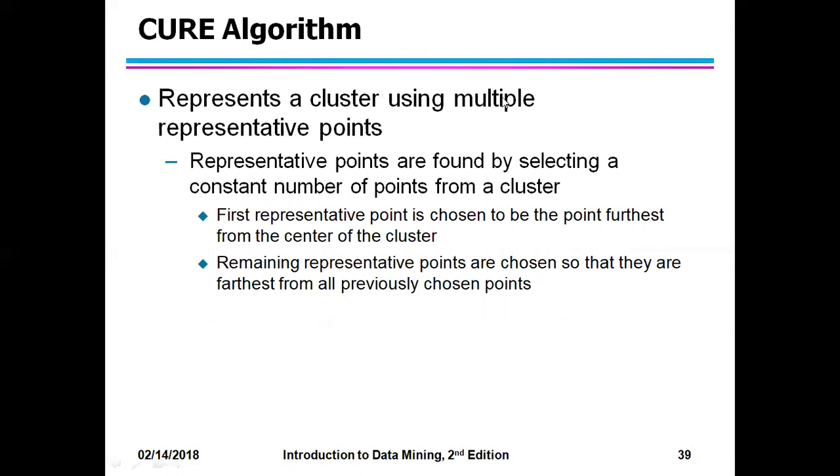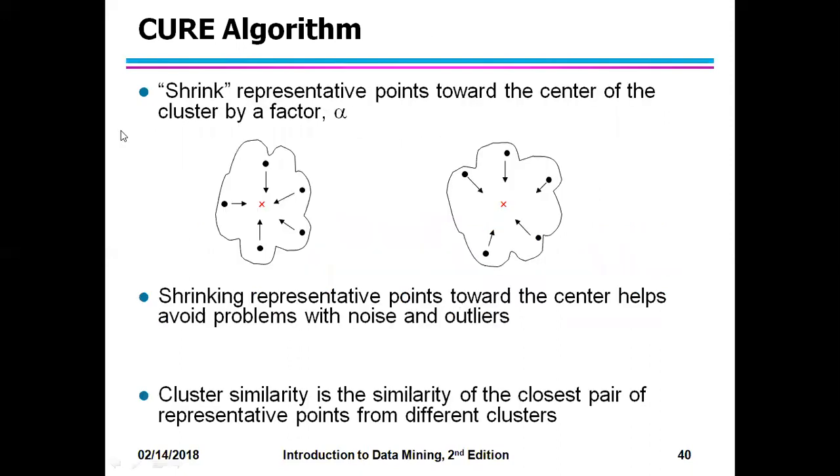It represents a cluster using multiple representative points, found by selecting a constant number of points from a cluster. The first representative point is chosen to be the point furthest from the center of the cluster. The remaining representative points are chosen so that they are farthest from all the previously chosen points. Here I can come across shrinking: these points are shrunk by a factor called alpha, and I call these shrunk points the representative points.